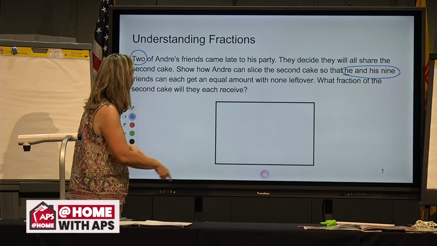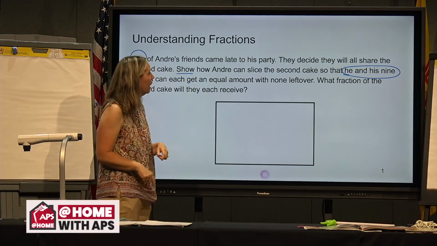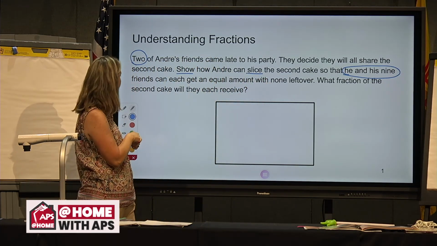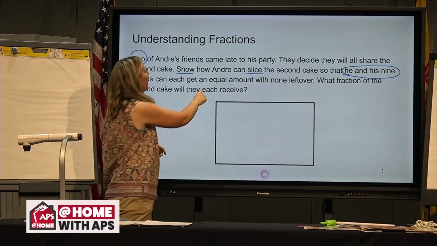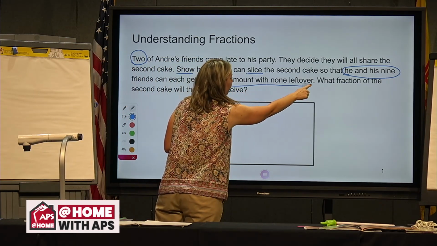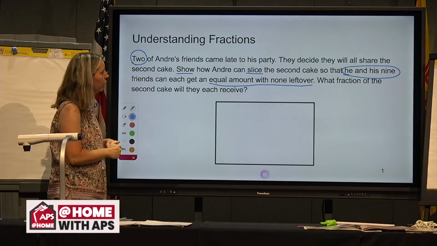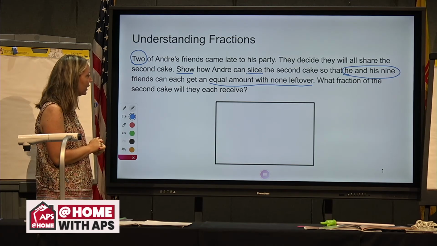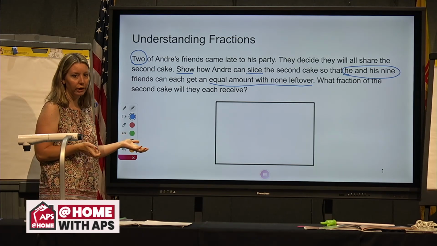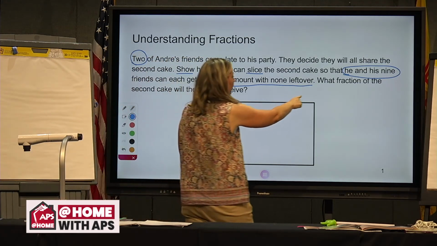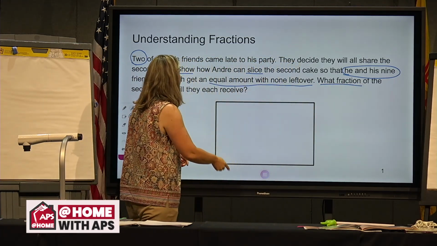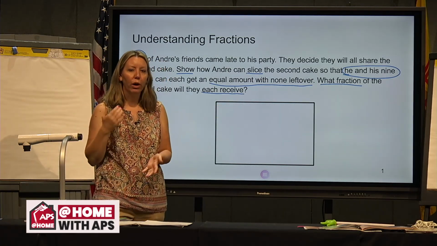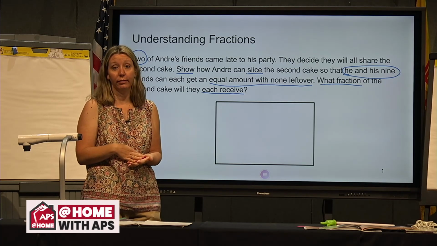Yeah. We have to show how you can slice the cake so that he and his 9 friends can get an equal amount with none left over. All right, we know that much. The last one says, what fraction of a second cake will they each receive? So what fraction? And it's not just any fraction, it's each receive. All right, so what is our first step to solve this?